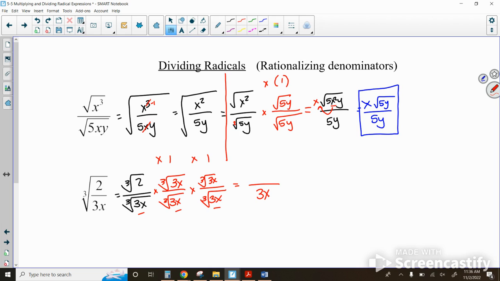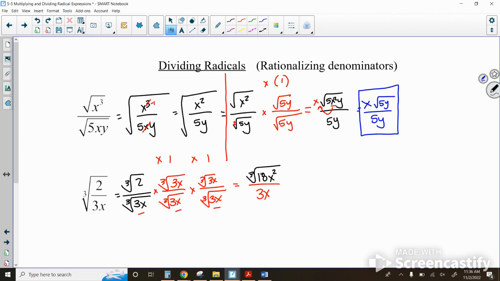So now we just got to finish up with the top. What's the cubed root of 2 times the cubed root of 3 times the cubed root of 3? Well, 2 times 3 times 3, 2 times 3 is 6, times 3 is 18. So we have the cubed root of 18 on the top. And what about the variables? We have x times x. Well, that's x squared. And you can check to see if it's simplifiable, but 18 is just going to break into a 2, a 3, and a 3. So there's no triplets of any kind.